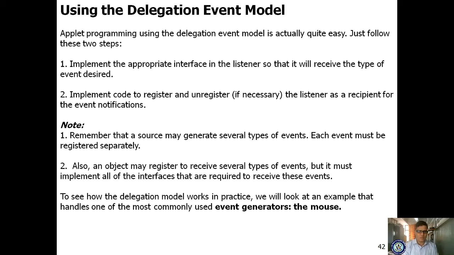Remember that a source may generate several types of events. Each event must be registered separately. A source may generate different types of events, and each event has to be registered separately. Also, an object may register to receive several types of events, but it must implement all of the interfaces that are required to receive these events. Whatever events the object has registered to receive, it must implement. Implement means it has developed all the interfaces that are required to receive these events.